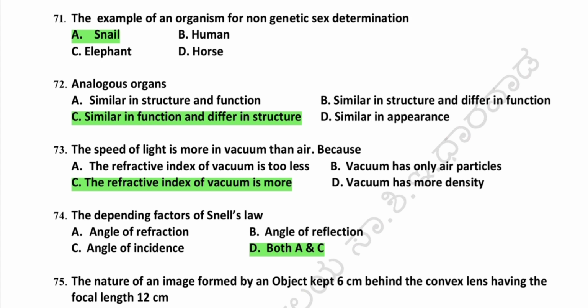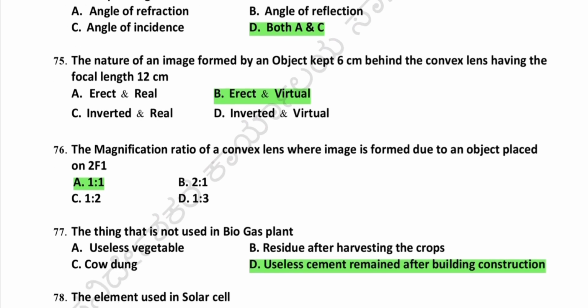Question number 72. Analogous organs are similar in function but they differ in structure and origin. Therefore, the correct answer is option C. The speed of light is more in vacuum than air because we know that refractive index equals C divided by V. C is the speed of light in vacuum. Therefore, if the refractive index is more, that means the speed of light is more in vacuum.